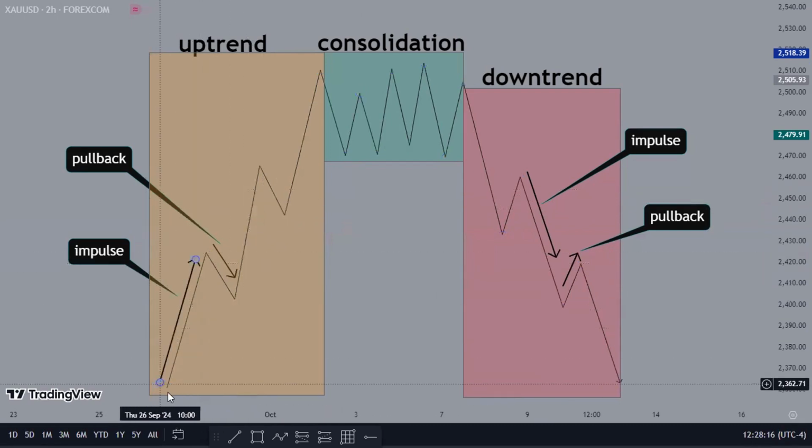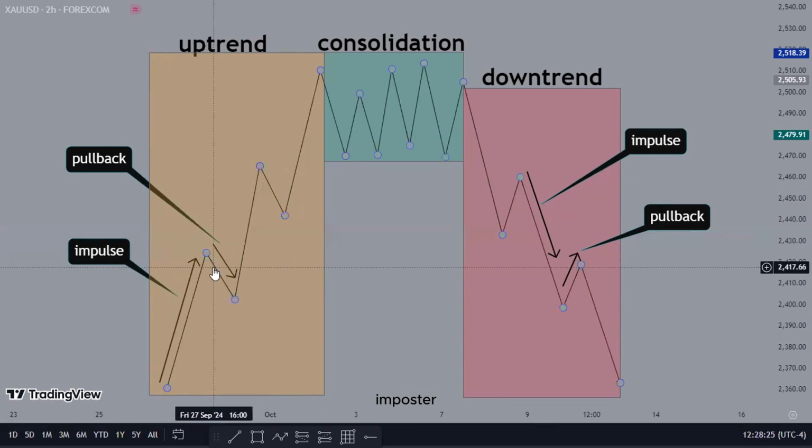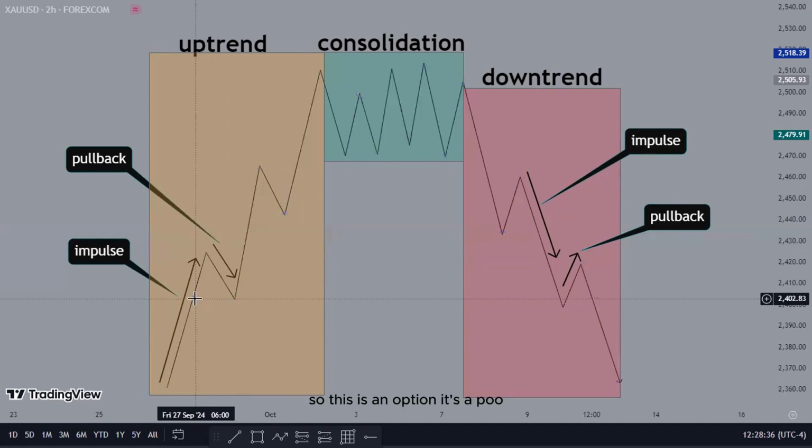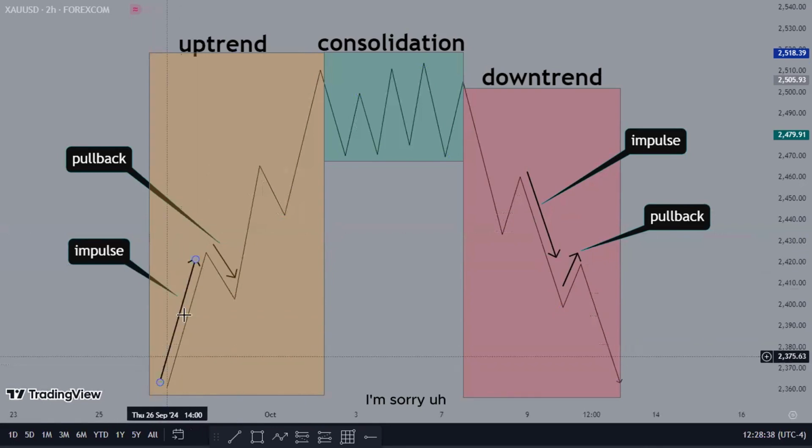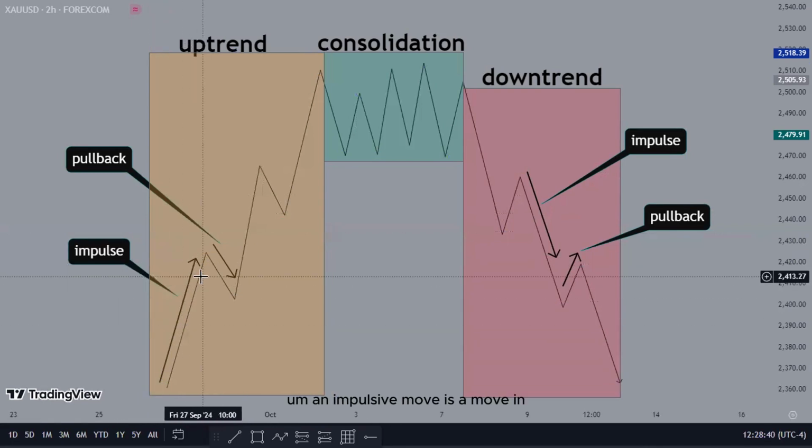So impulse refers to the push up in an uptrend. All right, so if the market is in an uptrend and it's pushing up, that's impulse. If it's pushing down in an uptrend, then it's a pullback, it's a retracement. This is when the market is coming back to mitigate orders here or filling imbalances or pick up more orders, or whatever your analysis is. So this is an uptrend. An impulsive move is a move in the direction of the market. Then a pullback is the move contrary to the direction of the market.